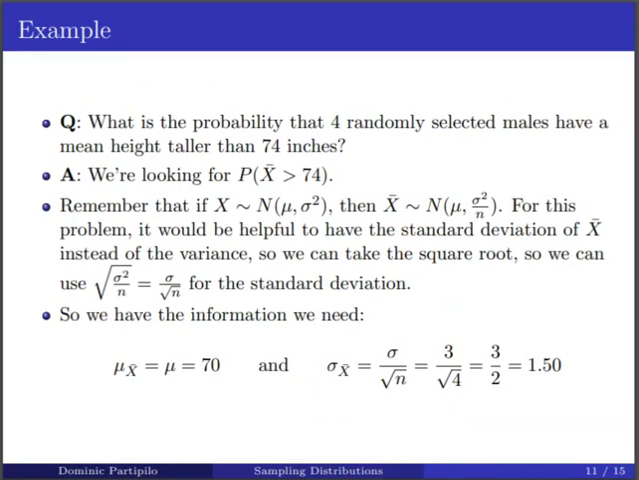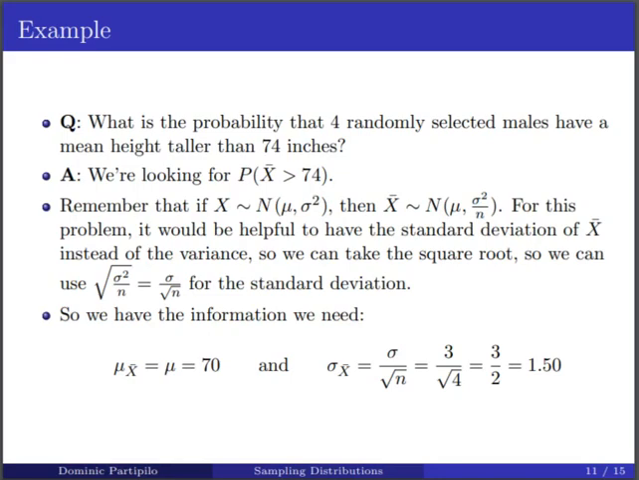So now what if we were asked about the probability that 4 randomly selected males have a mean height taller than 74 inches? So now what we're looking for is the probability that X bar is greater than 74. So remember, if X is normally distributed with mean mu and variance sigma squared, then X bar is going to be normally distributed with mean mu and variance sigma squared over n. So for this problem, since we're going to have to end up standardizing this at some point, it's going to be helpful to find the standard deviation of X bar instead of the variance.